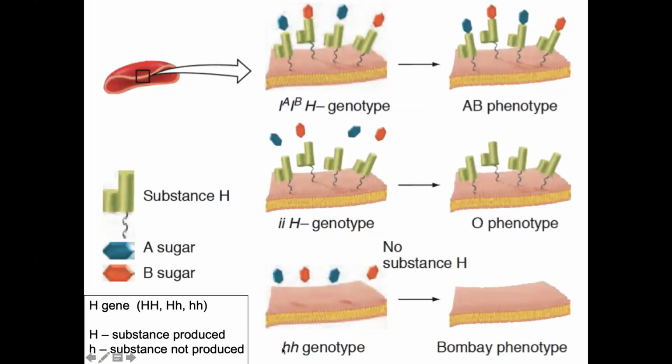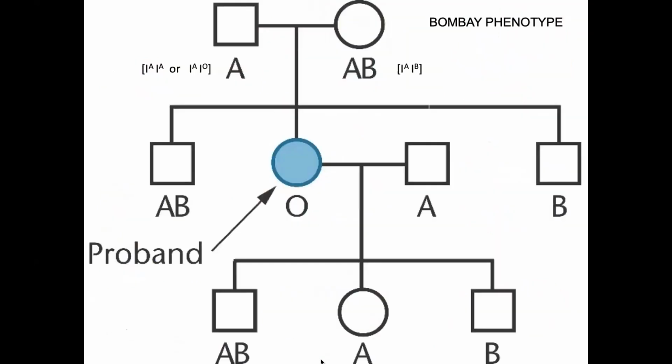However, what if you're homozygous recessive for H? Then you never produce substance H, and it doesn't matter what allelic combinations you carry at the I gene. There's nothing there to add a sugar to. Therefore, if you're homozygous recessive at H, that will act epistatically on the I gene such that you will always produce the Bombay phenotype, or the O blood type. So homozygous recessiveness at the H gene acts epistatically on the I gene. And that's what's going on here.